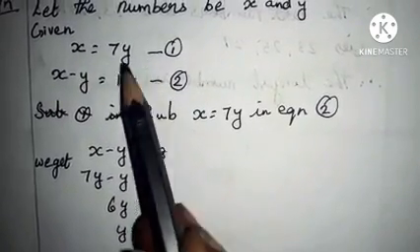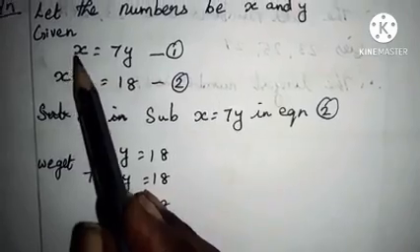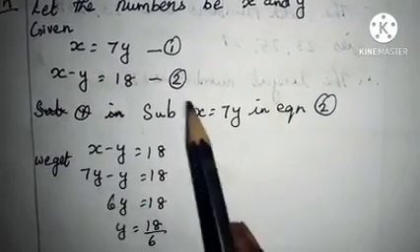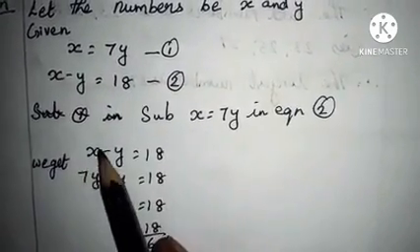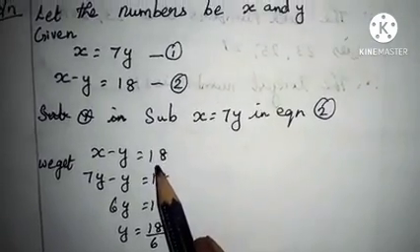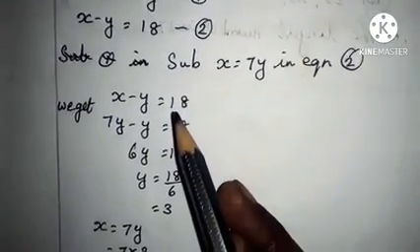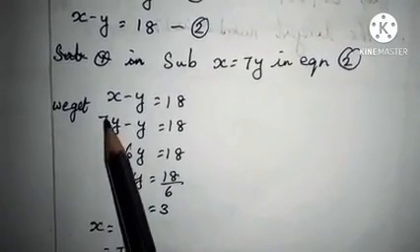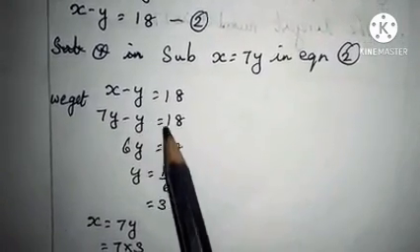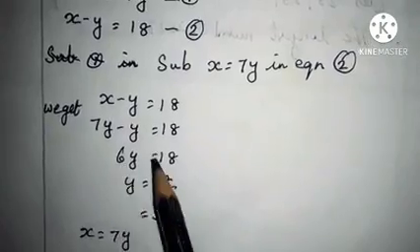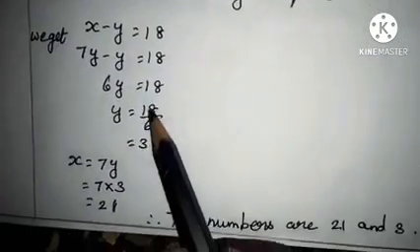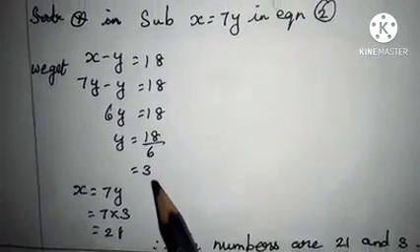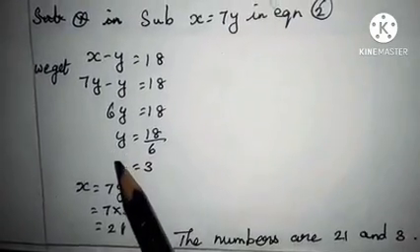For that, we are going to substitute x equal to 7y in equation 2, that is x minus y equal to 18. We get, instead of x, 7y minus y is equal to 18. That is 6y equal to 18, then y is equal to 18 by 6, that is 3. Here the value of y is 3.